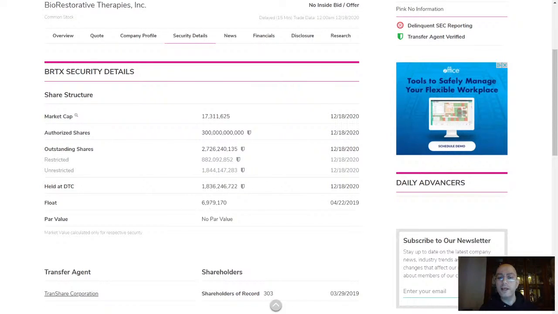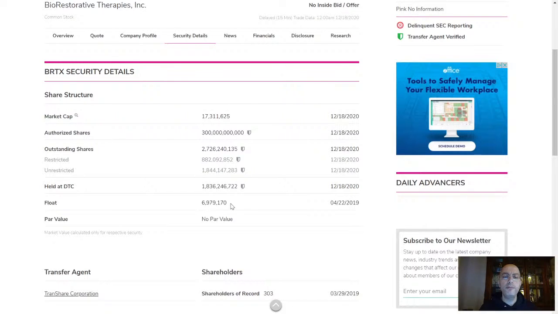So this float, I can tell you right now, is wrong, because it's not 6,979,000. The float is actually what is being allocated to traders. So what could be traded on the market. Okay, this is the number that could be traded on the market, and this is the mistake that a lot of people make.